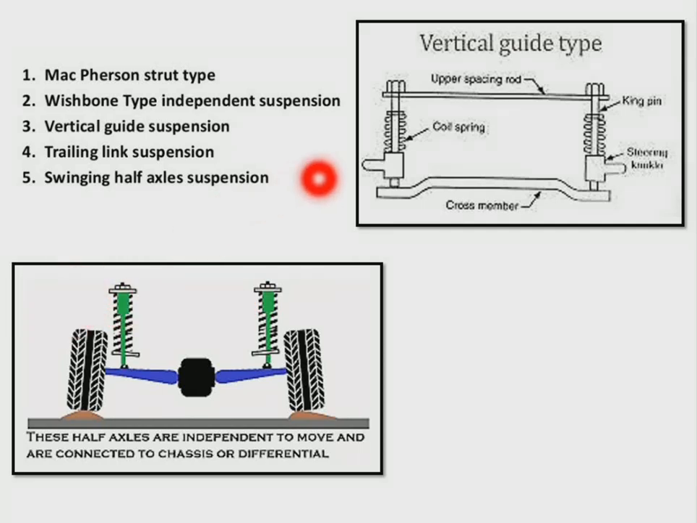Okay, so here you can see that there is a vertical guide type. This system is connected with a coil spring, and this is the cross member of the vehicle, and this is our upper spacing rod. You can see that there is another system for the coil spring, and two separate systems are provided. So that is the vertical guide type.